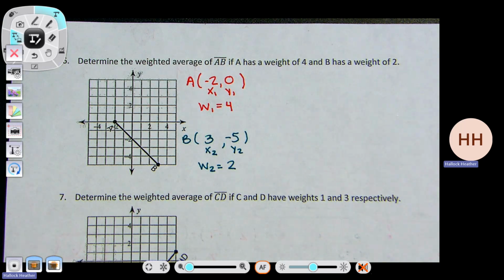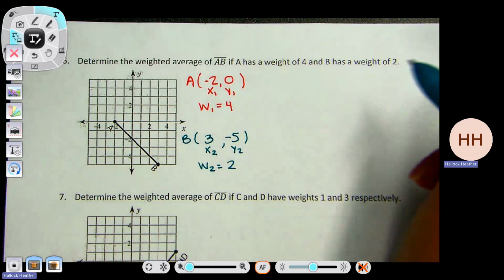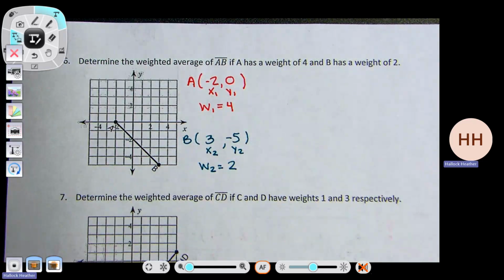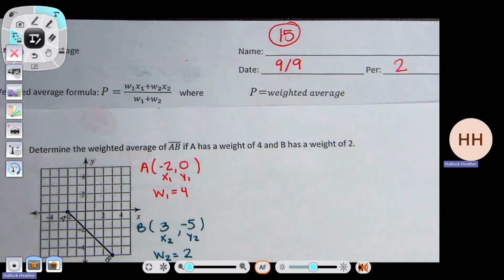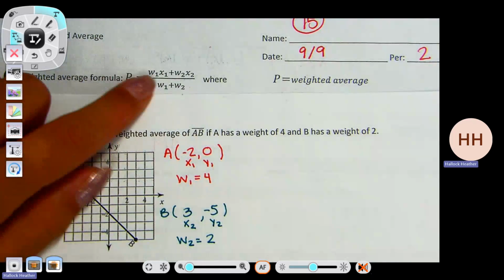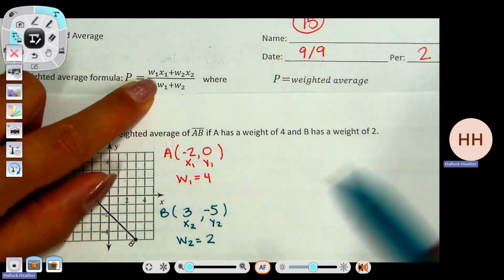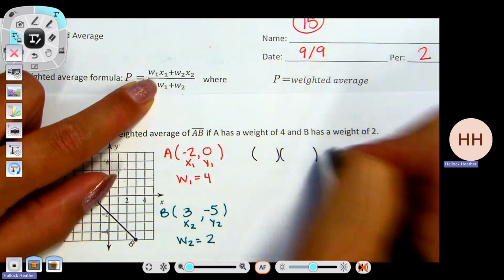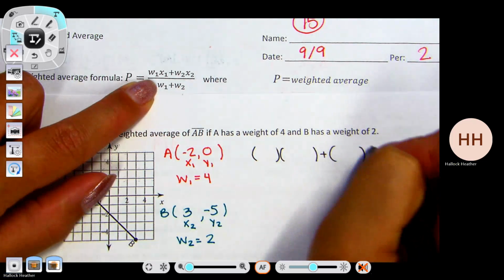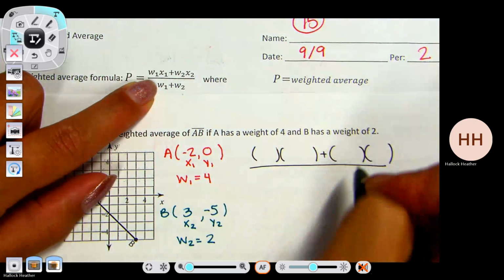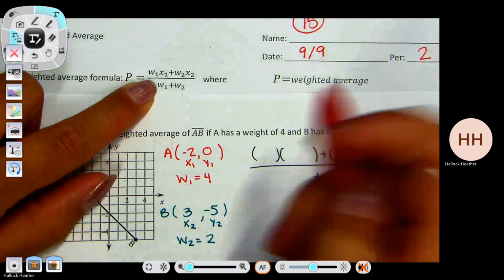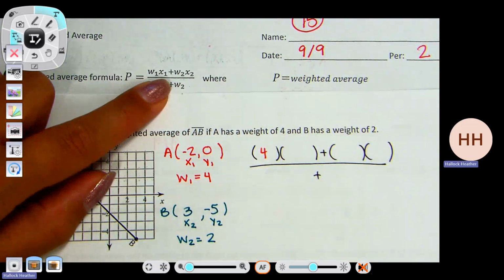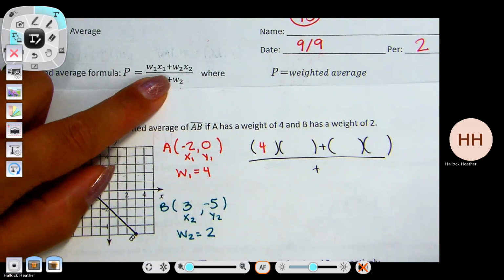So if I want to do the same formula, I'm doing weight 1. I wonder if I can show you the formula at the top. Yeah, there we go. So there's the formula from the front. We're doing weight 1. So what's my first weight? 4. So weight 1 is 4. How much is X1? Negative 2.